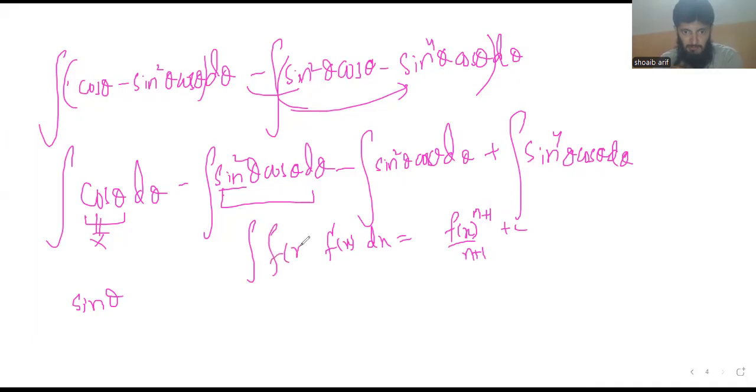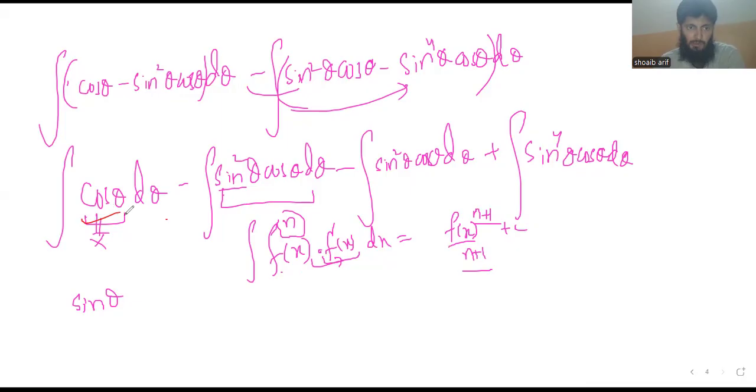Where there is some type of function f of x, and the derivative of f exists next to this function, and there is a power, what is the integration? We will add 1 to the power, and in the denominator we will also add the power plus 1, plus c. Okay, so there is a derivative.